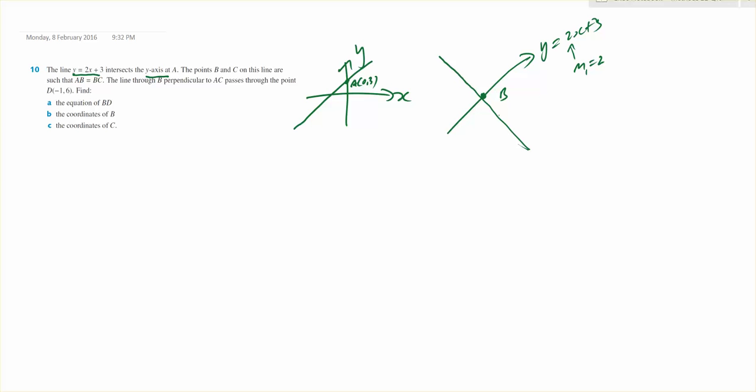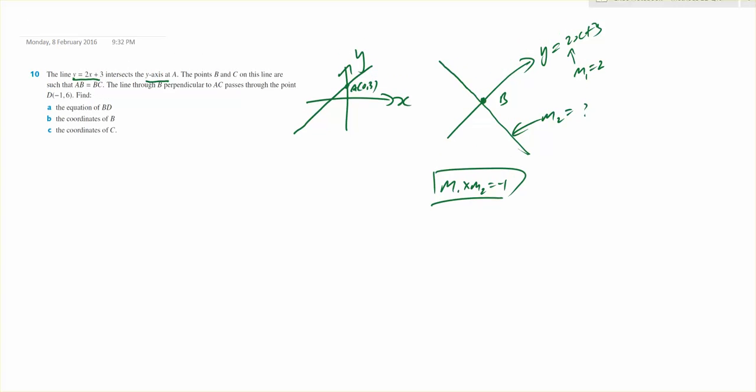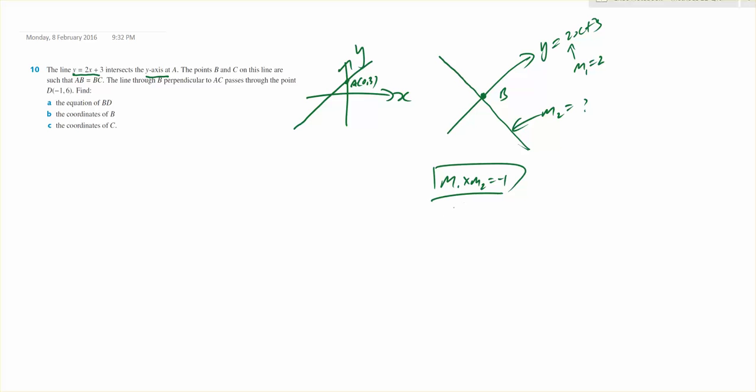So for a line perpendicular to this line, we need to find a relationship. What is the gradient m2 equal to? We can work that out because we know that m1 times m2 equals -1 for lines that are perpendicular to each other. So let's plug that in. The gradient of the original line is 2, and we get m2 equals -1/2. So the gradient of the perpendicular line is -1/2.